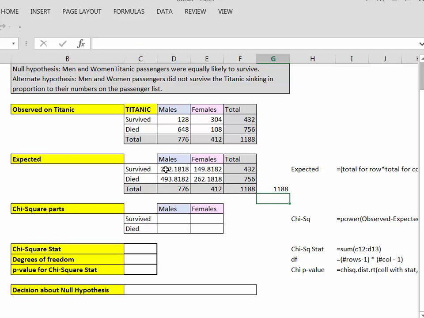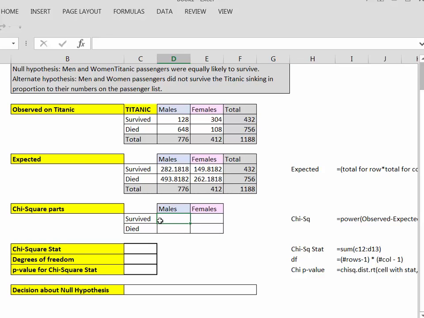And as you can see, even though we've got some decimal places and probably more that are not showing, even though these numbers look quite peculiar, it's telling me that they add up to 1188 people, just as the actual passengers did. So the calculations for this expected value is saying, if my null hypothesis were true, this is how the survival and the people who failed to survive would be distributed according to the number of males and females.